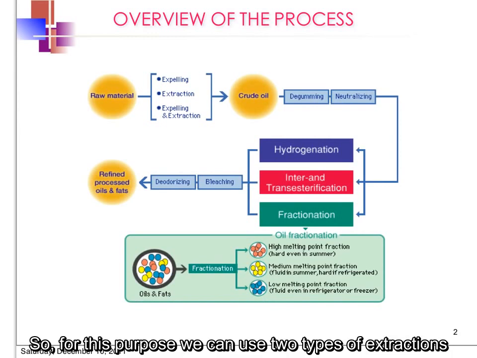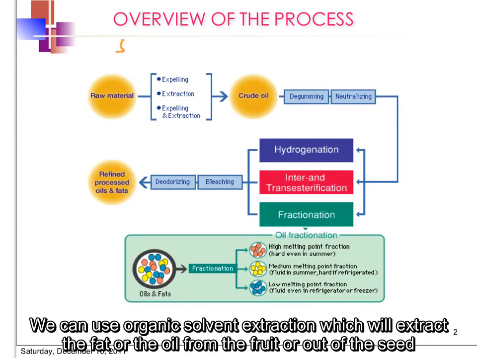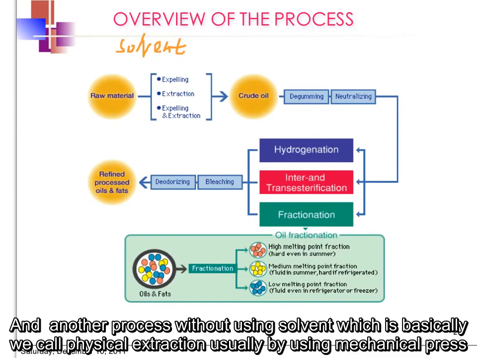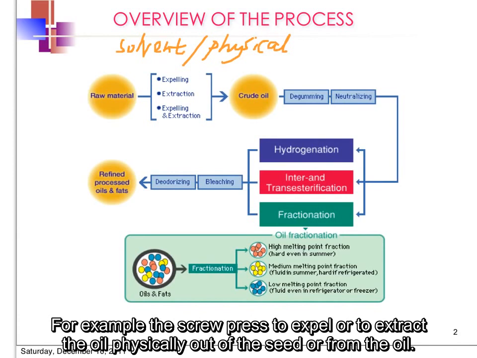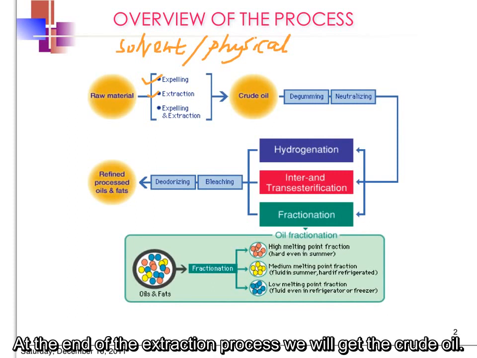For this purpose, we can use two types of extraction. We can use an organic solvent. This is a solvent extraction, which will extract the fat or the oil from the fruits or from the seed. Another process is without using solvent, which we call physical extraction. Usually this is using a mechanical press, for example a screw press, to expel or extract the oil physically out from the seed or from the oil. At the end of the extraction process, what we'll get is the crude oil.